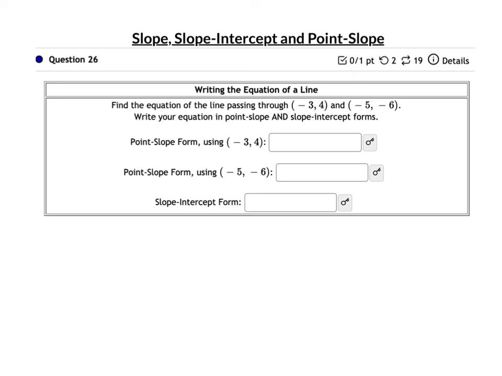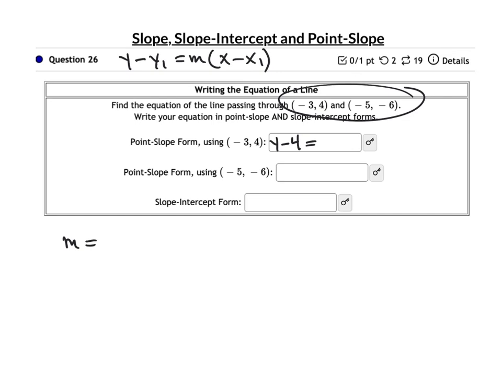Another question using point slope form. Remember that it is y minus y1 equals m times x minus x1. So we're supposed to use both points. This one will be y minus the 4 is the y equals the slope. Well, we need to find the slope. So let's go down here and find the slope.